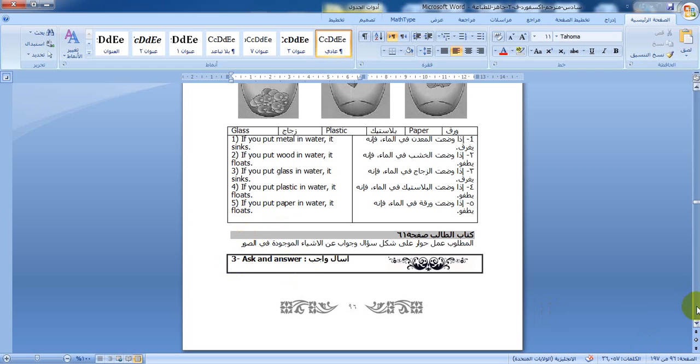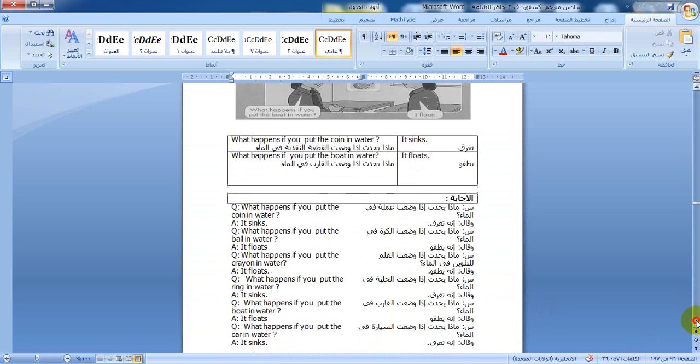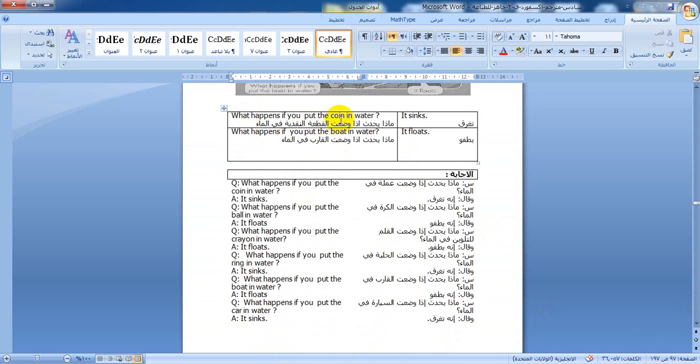Three. Ask and answer. What happens if you put the coin in water? It sinks. What happens if you put the boat in water? It floats. What happens if you put the ball in water? It floats. What happens if you put the crayon in water? It floats. What happens if you put the ring in water? It sinks. What happens if you put the boot in water? It floats. What happens if you put the car in water? It sinks.